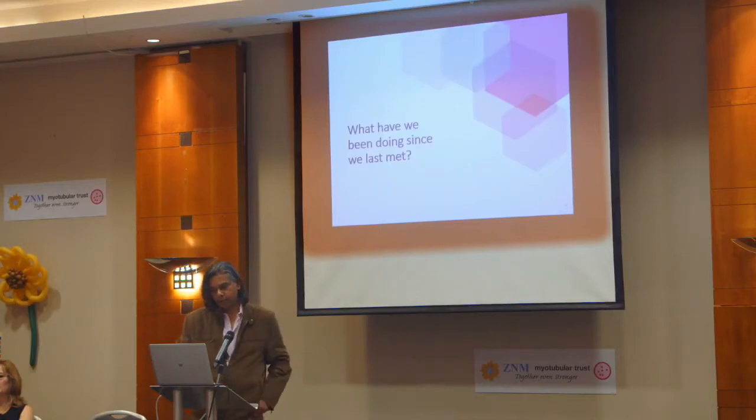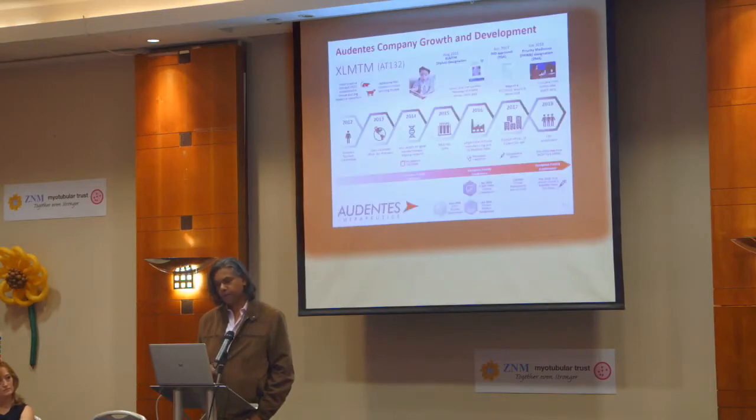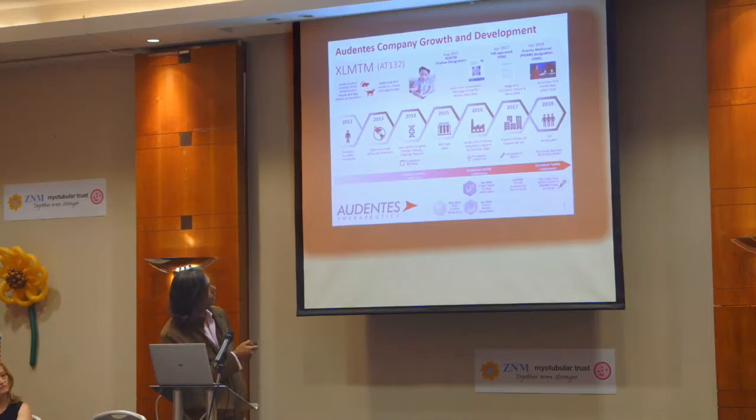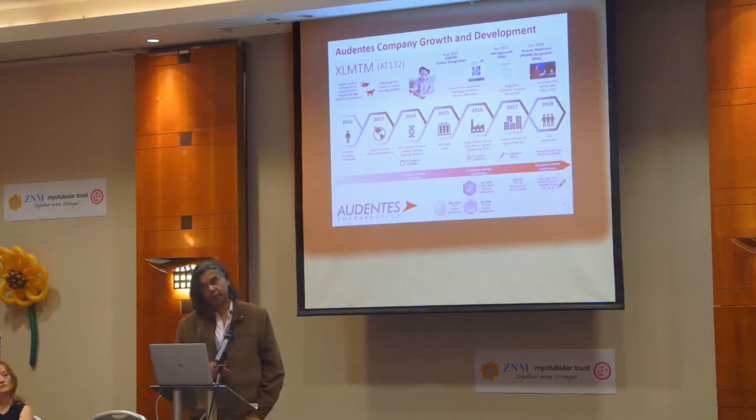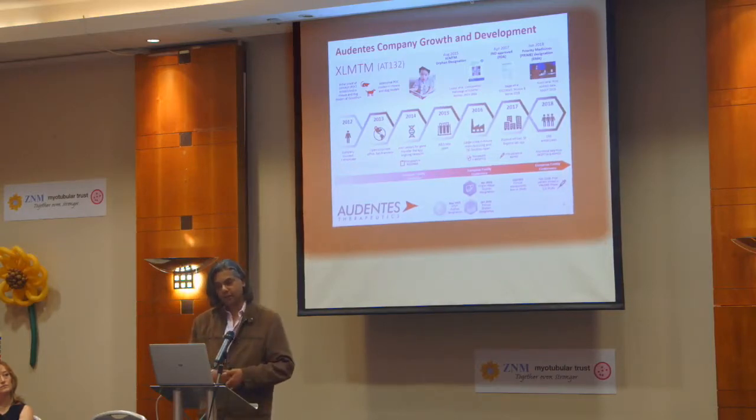So what have we been doing since we last met? The first time I came to this meeting was about 4 years ago in 2014. We've been growing considerably as a company. When I first arrived, there were about 12 or 13 of us. We've now grown to over 170 employees at Audentes. We have our own research labs, our own manufacturing facility, and our head office in San Francisco. And probably early to the middle of next year, we'll build out a European office and start to have some employees here in Europe as well.